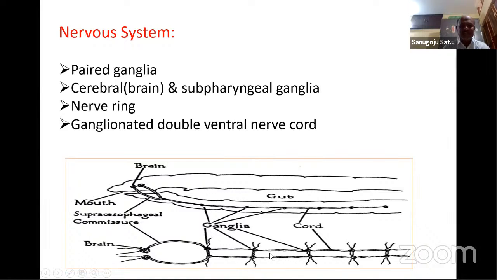Ganglia is a new word. Ganglia are nothing but junctions of nerve cells. Ganglia is plural; ganglion is singular. A combination of ganglion is called ganglia. Here, cerebral ganglia, cerebral ganglion. That's why the cerebral ganglia act as the brain of the earthworm.